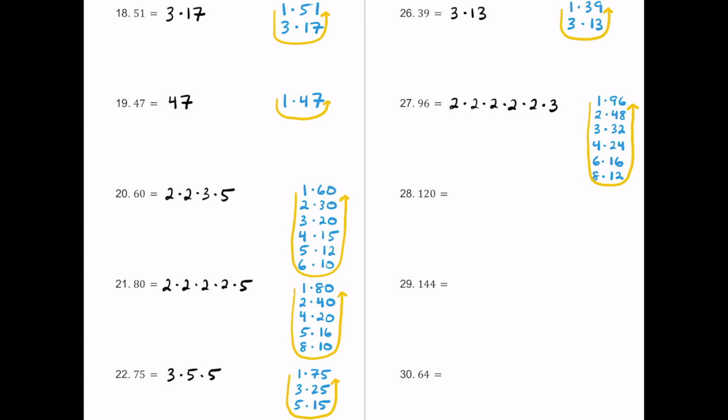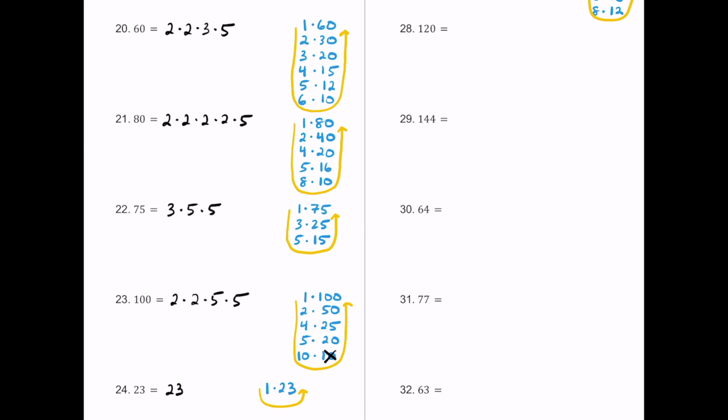Let's check out a few more here. For number 28, we have the number 120. So let's see if we can break this down. I think there's going to be a 2, and then a 2, and then a 2, and then a 3, and then a 5. I think that's its prime factorization.